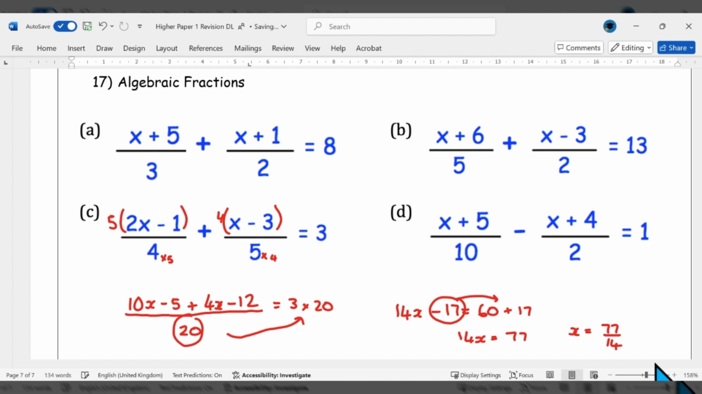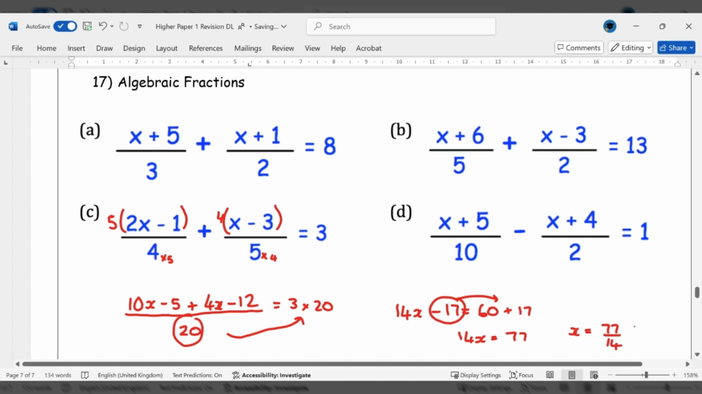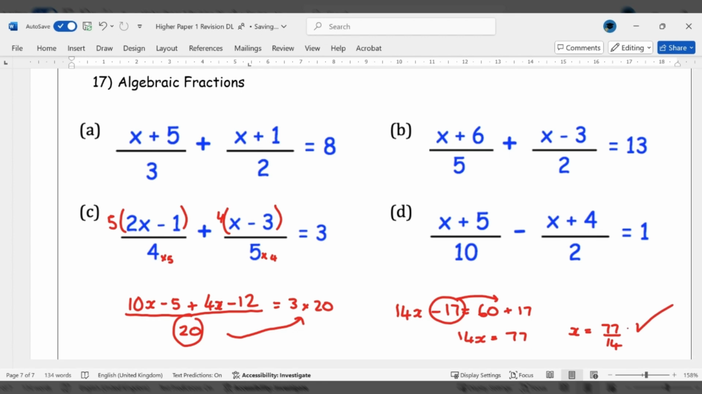A quick check. 14 doesn't go into 77, so therefore you can leave it like that. If you had a calculator and did it on your calculator, you'd work out, I think it's 5 point, is it? I don't know. What's 5 14s? 70. That's 5.5, right? So it is 5.5. If you had a calculator, great. But if you don't, you can leave it as a fraction by all means.